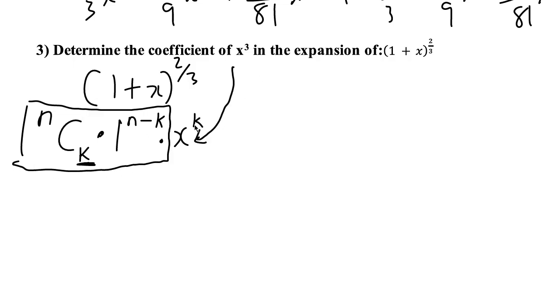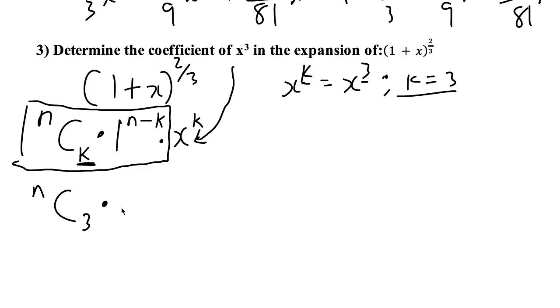But we are relating this with this. We need something that will give us an x cube. So if we now compare x^k with x cube, what are we going to have? Comparing them, since they have equal base, we can see that k is 3. So simply solve n combination 3. That will be n combination 3, 1 to the power n minus 3, x to the power 3.